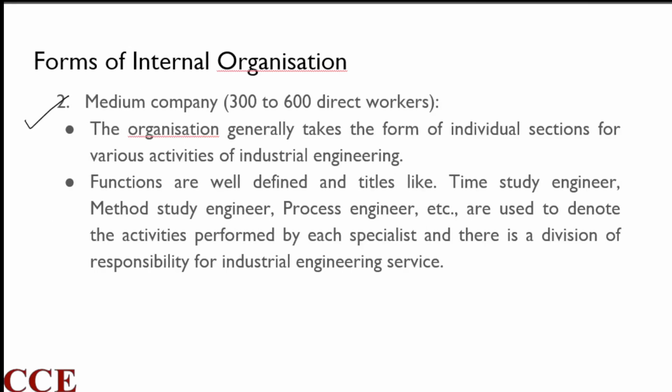Next is the organization with a medium company, 300 to 600 workers. We are talking about the direct workers. Here, the organization generally takes the form of individual sections for various activities of industrial engineering. Functions are well defined, and titles like time study engineer, method study engineer, and process engineer are used to denote the activities performed by each specialist, and there is a division of responsibility for industrial engineering services.